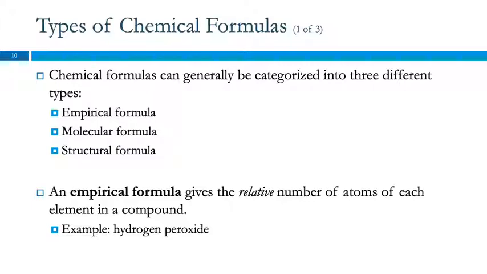So, for example, hydrogen peroxide. The molecular formula for hydrogen peroxide is H2O2. That's an actual molecule, has 2 hydrogen atoms and 2 oxygen atoms. But the empirical formula is just the smallest ratio. So we can think of this 2 to 2. Can that ratio be made smaller? Yeah, 1 to 1 is the lowest ratio, right? So the empirical formula for hydrogen peroxide is HO. It just gives the relative numbers. It doesn't give us the actual numbers of atoms in a molecule.